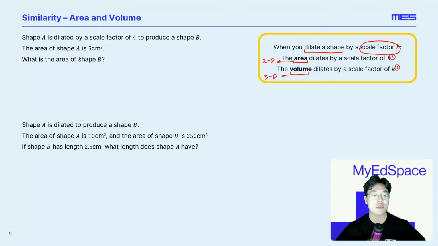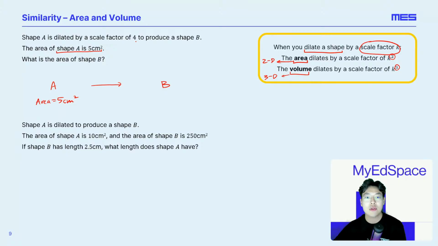So let's check out this first problem. Shape A is dilated by a scale factor of 4 to produce shape B. So now this time, they're not even giving us what shape we're working with. All we know is the area of shape A, which is 5 centimeters squared. So I'm going from shape A to shape B, and I know the scale factor is 4, and I'm working with area. So how can I use this information to find the area of shape B?